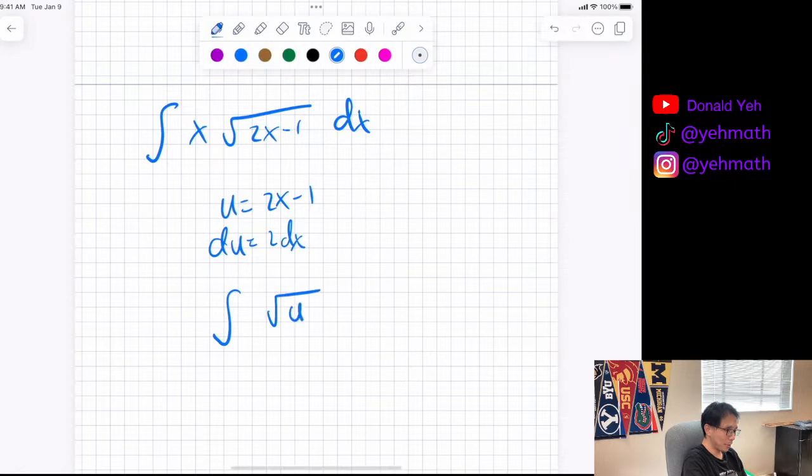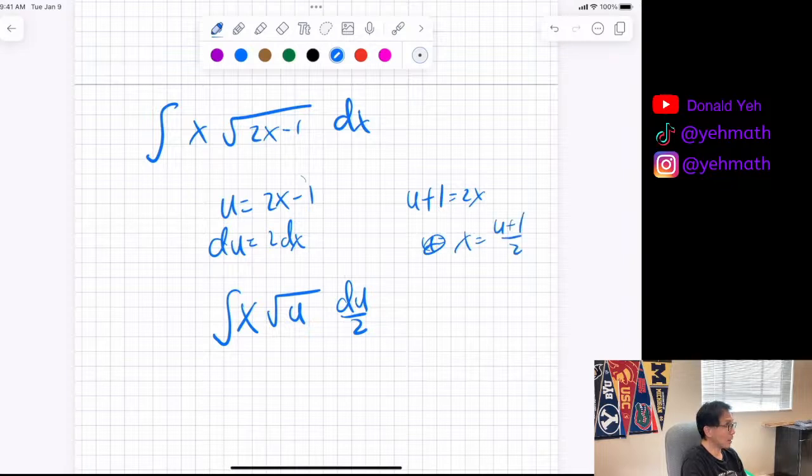So square root u, and this one's gonna be du over 2, right? But there was an x in the front. Now you can move the 1 over, and u equal to, wait, hold on a sec, x equal to u plus 1 over 2. Is that what you did?